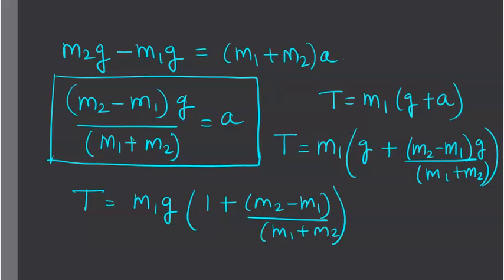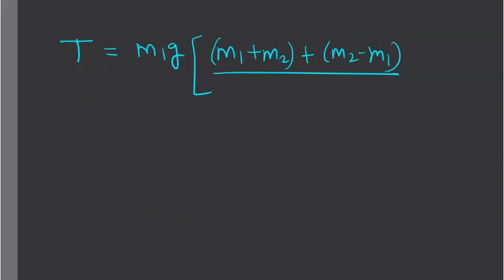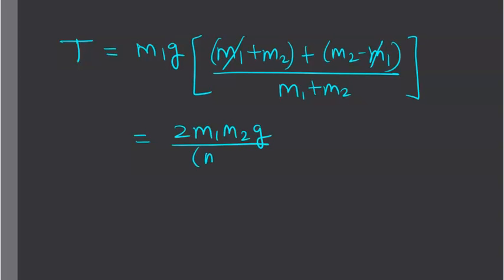If I solve this again, what will I get? T is equal to m1g times ((m1 plus m2) plus (m2 minus m1)) divided by (m1 plus m2). I am just taking the LCM. So this m1 and this m1 get cancelled, and it is 2m2. So this becomes T equals 2 m1 m2 g divided by (m1 plus m2). This is the tension that you will get.